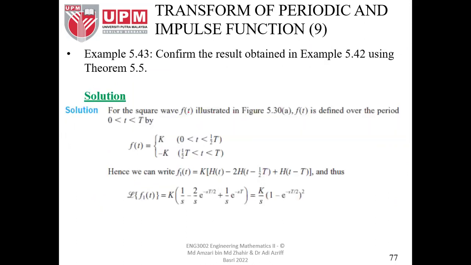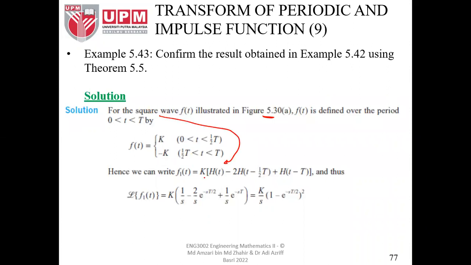Okay, for example, in Figure 4.2, an example using Theorem 5.1. For the square wave just now in this figure, define the period from 0 to big T. Your function is the constant k from 0 to half T, and negative k from half big T to T. So this is your first function, based on the square wave we saw just now.